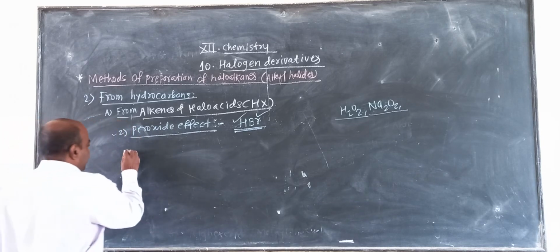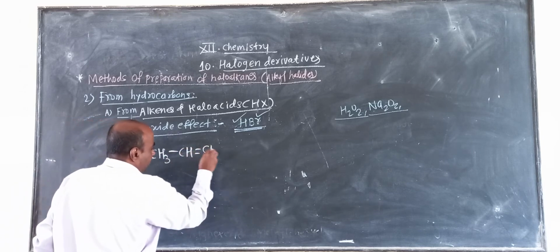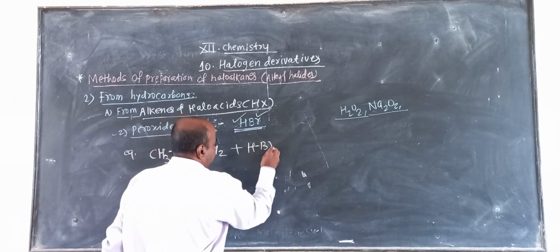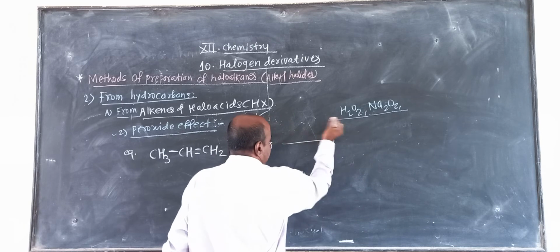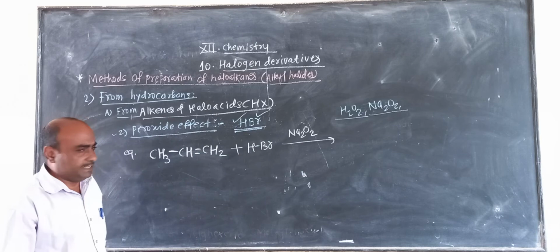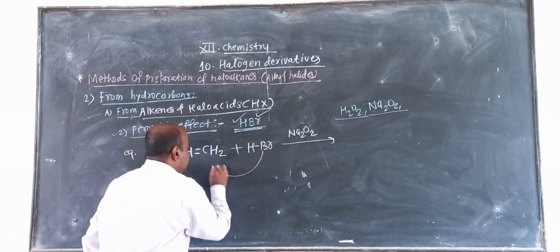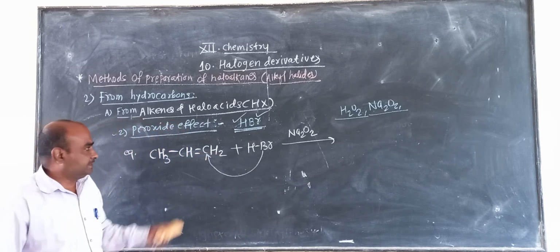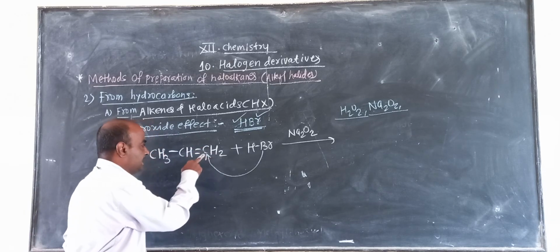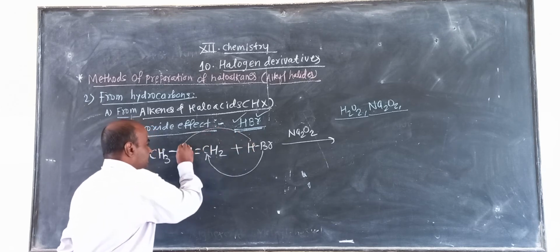For example, if you take CH3CH double bond CH2, that is an unsymmetrical alkene like propene, and HBr is added in the presence of sodium or hydrogen peroxide, the reaction is carried out. According to this anti-Markovnikov rule, what happens? The bromine atom will attack the carbon atom which carries more hydrogen atoms as compared to this carbon, and the remaining hydrogen is attached here.